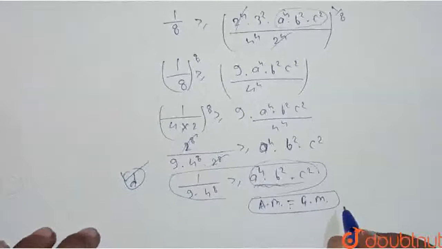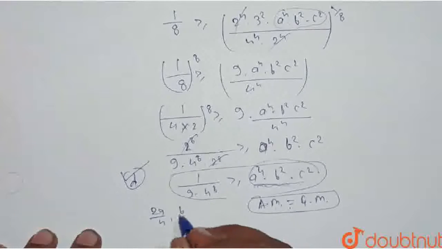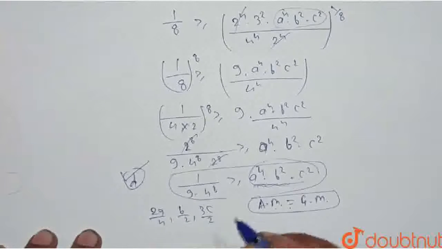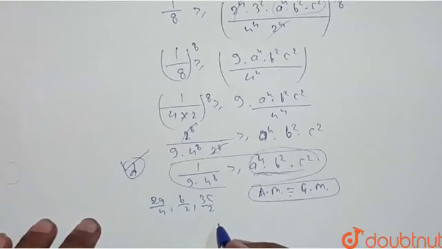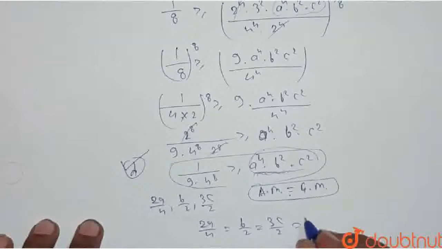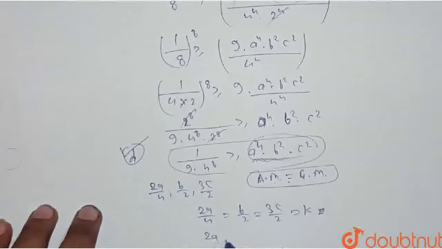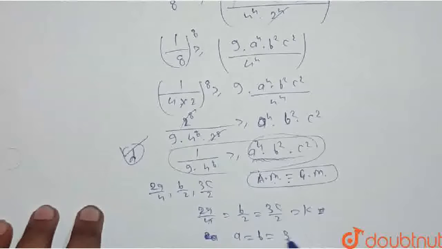So the terms which are involved in this AM are 2a by 4, b by 2 and 3c by 2. So let's say these three terms become equal, and the value of these three terms is equal to k. So from here we can see this becomes cancelled out. So we get a is equal to b is equal to 3c is equal to k.